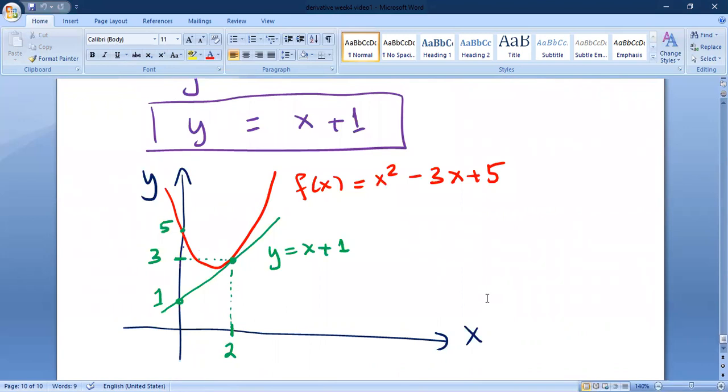And if we draw a graph of the function and the tangent line, it's going to look like this. So this is the end of this video.